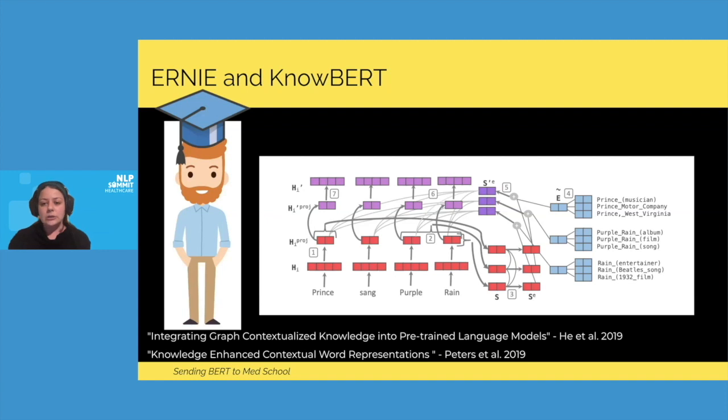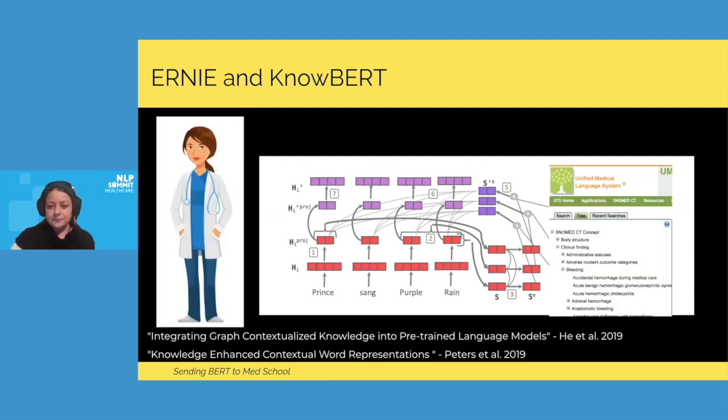Part of the challenge that KnowBERT deals with is entity disambiguation. You can see in this example that the sentence mentions purple rain, and it's important to disambiguate whether it means the album, the film, or the song. This is actually less of a challenge in medical ontologies. But nevertheless, we can get our medical knowledge into BERT just by using those systems with medical ontologies as our knowledge graph.